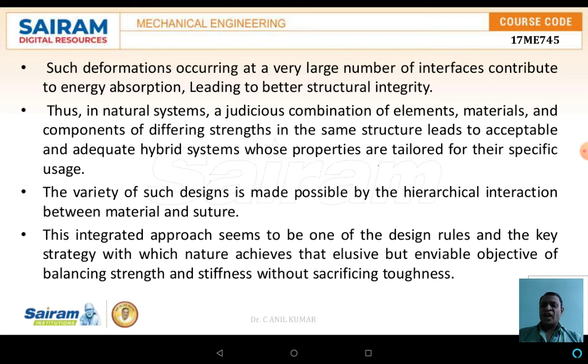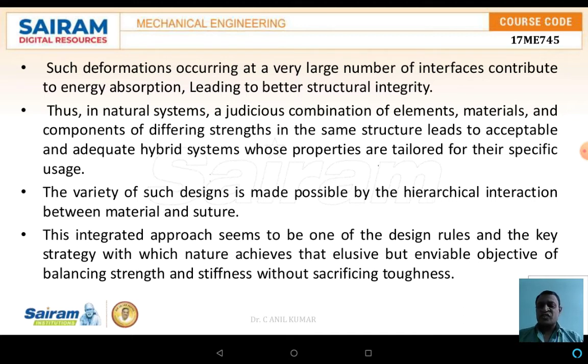Such deformations occurring at a very large number of interfaces contribute to energy absorption, leading to better structural integrity. This concept has been implemented even in the fabrication of rope or even in the fabrication of metallic guy wires.